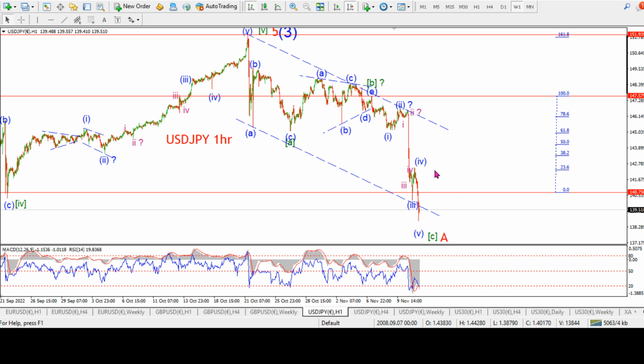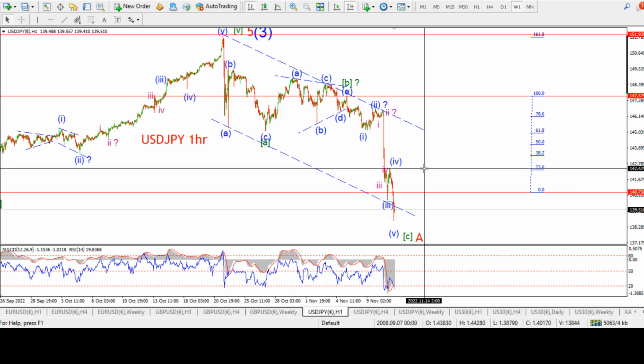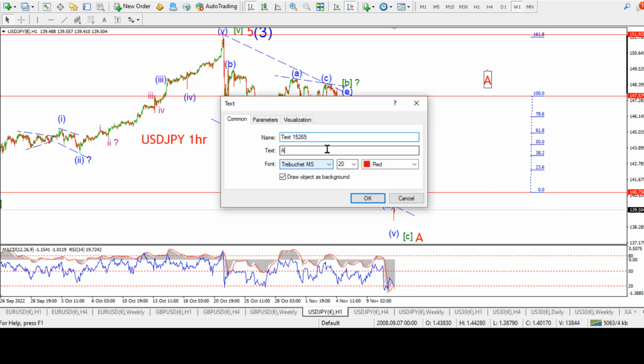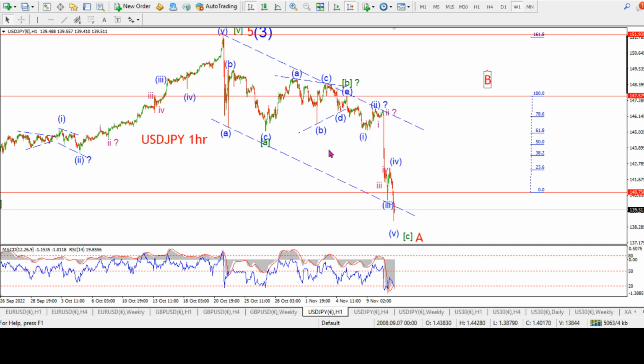I would look at that previous 4th wave high, so we've got about 142. If we bounce above 142 again, that will suggest that wave B is underway. And I would look for a 3-wave rally in wave B up towards about the end of that triangle again, so about 147 over the preceding few weeks.